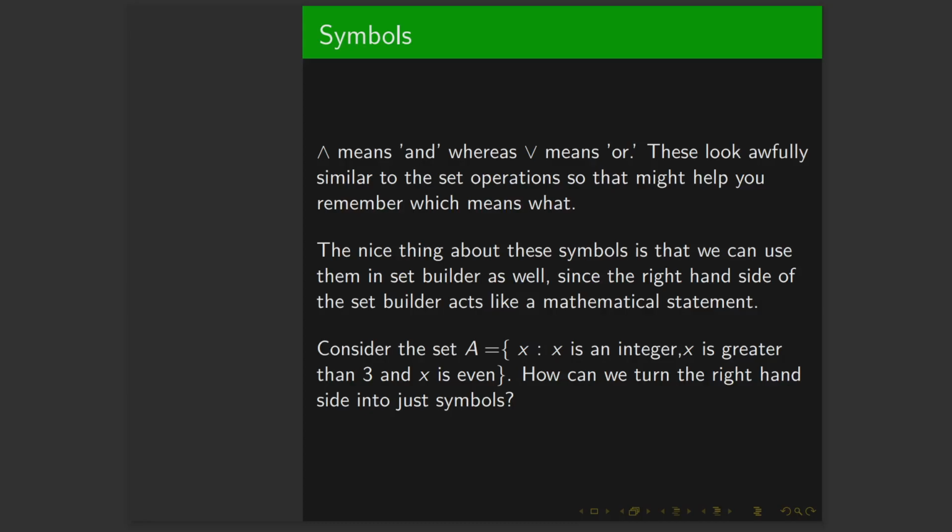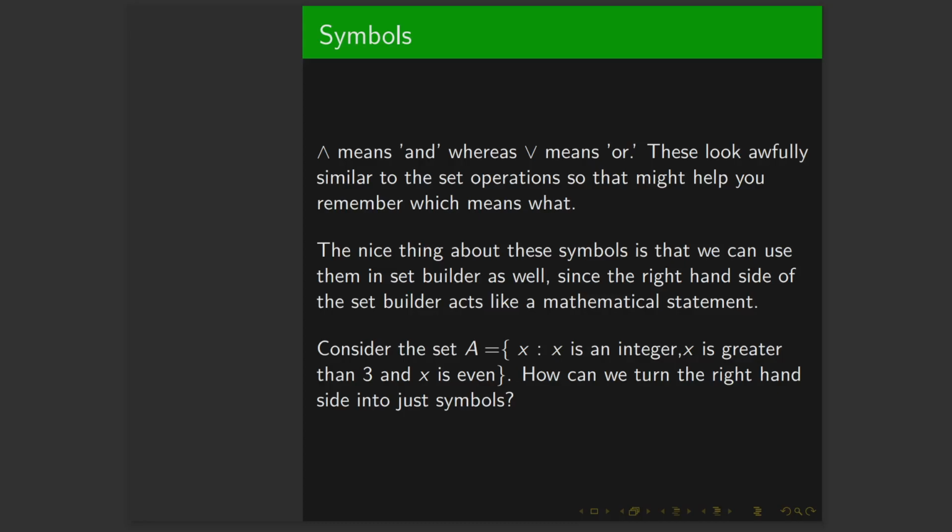The right side up triangle, the one pointing up, means and, and the one pointing down means or. These look pretty similar to the set operations, intersection and union. So if that helps you, you can kind of think of them together. And the nice thing about these symbols is that we can also use them in set builder, because the right hand side of any set written in set builder kind of acts like a mathematical statement.